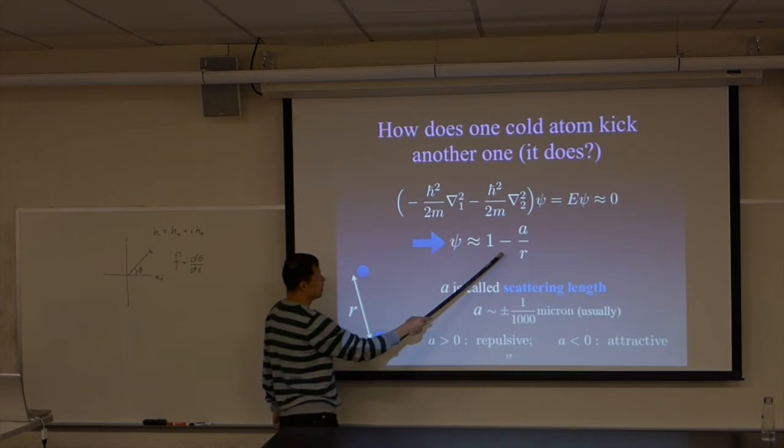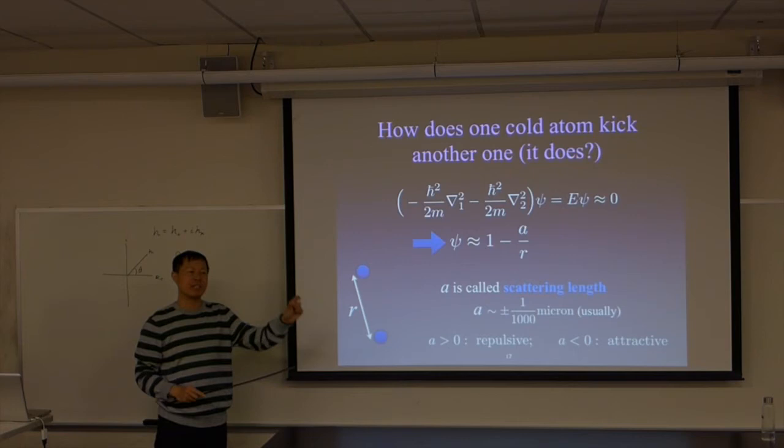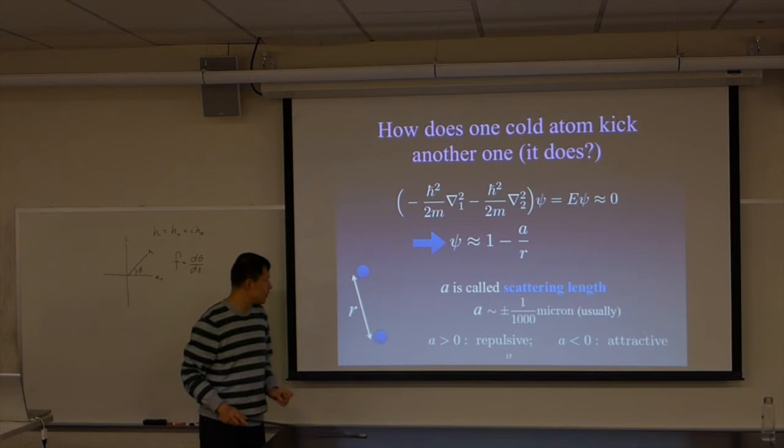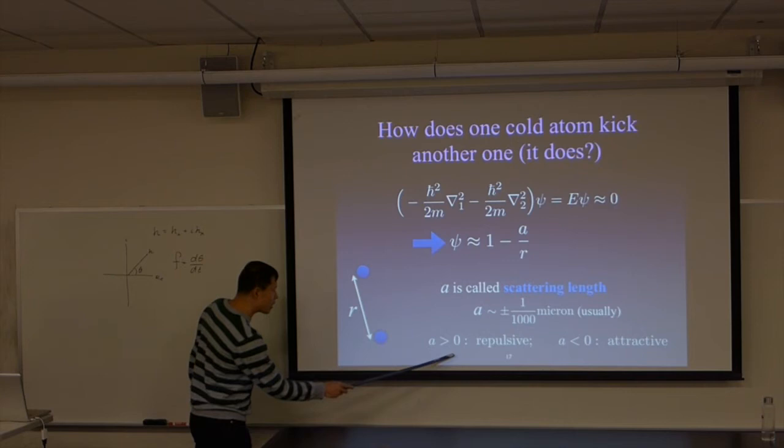This is called the scattering length. The scattering length is a parameter that depends on the microscopic details of the interaction. But once you know the scattering length, you know how strongly the atoms interact with each other. The larger the scattering length, the more strongly the atoms interact. Typically, the scattering length between the atoms is comparable to the range of the interaction, namely on the order of a nanometer. And also, if the scattering length is positive, the atoms are repulsive. And if a is negative, they are attractive.